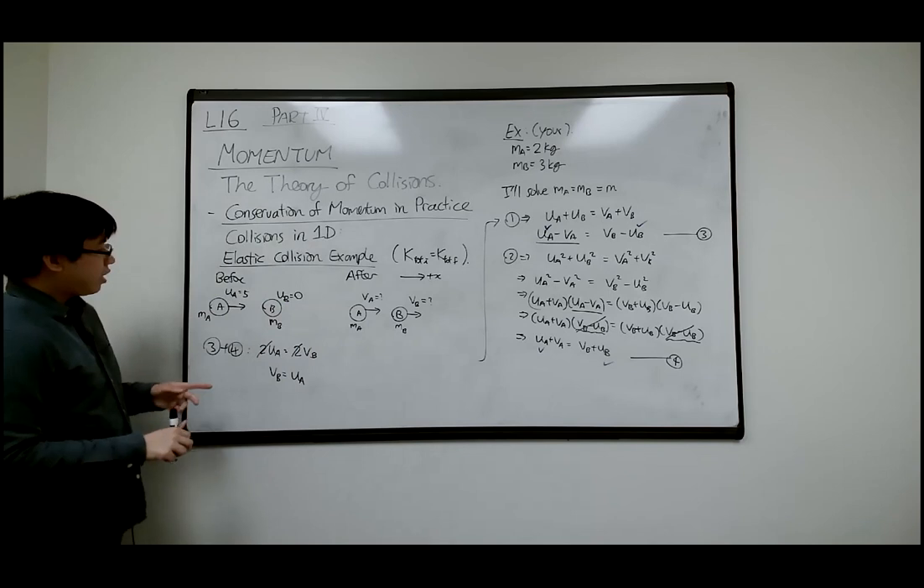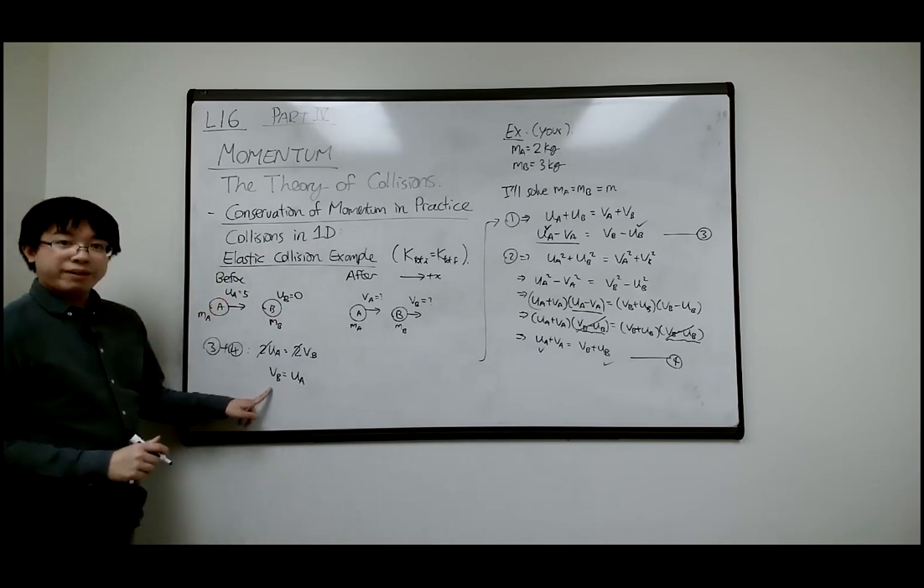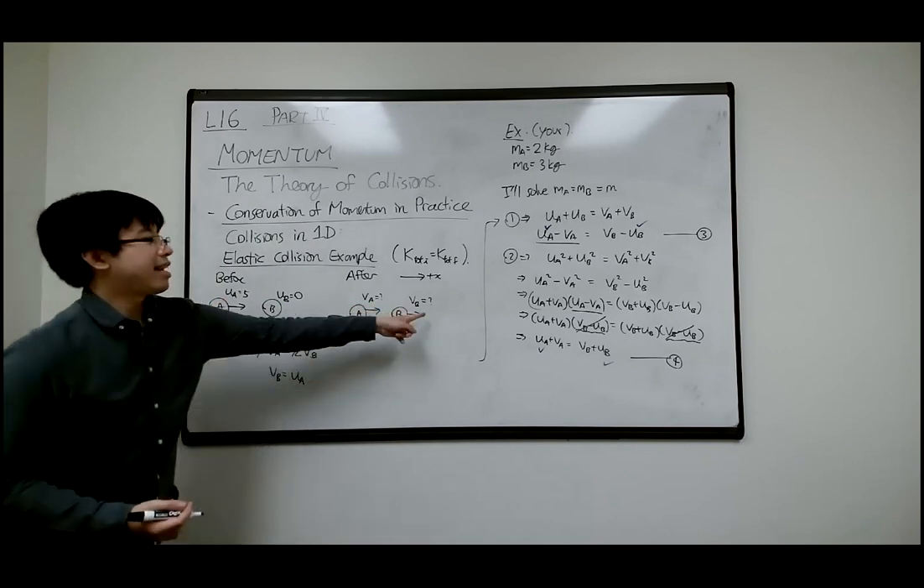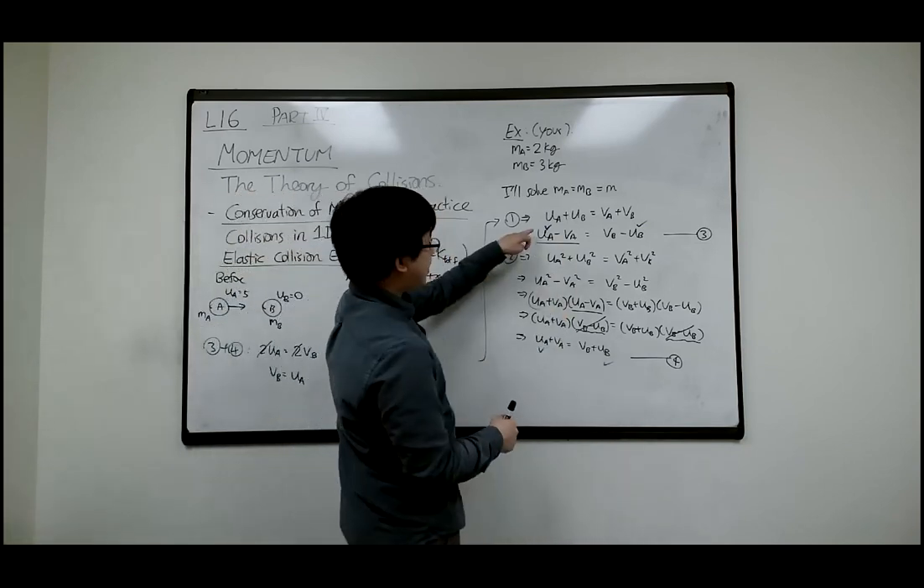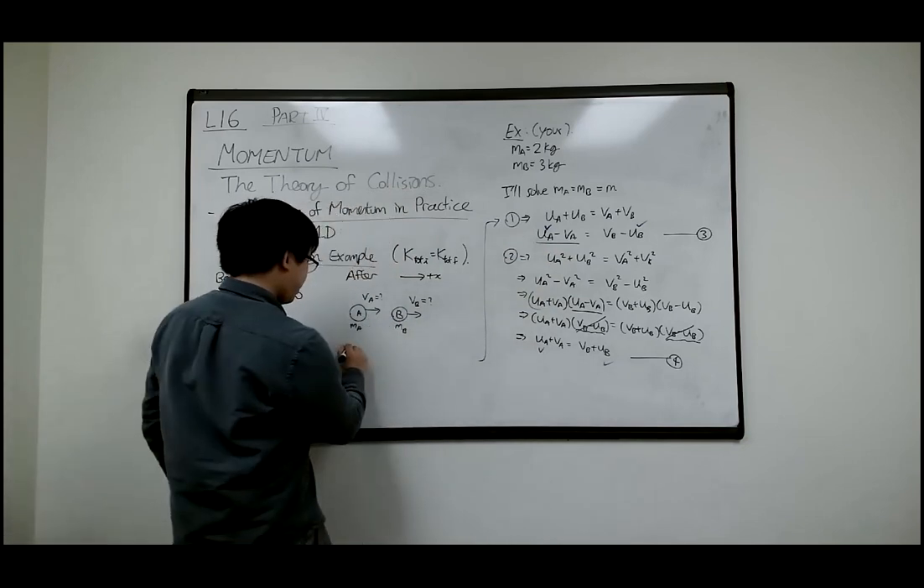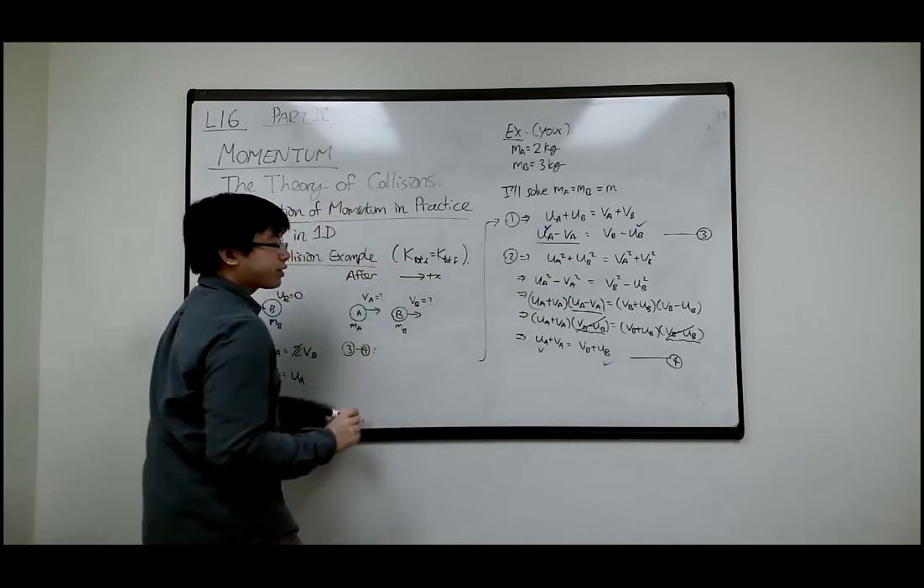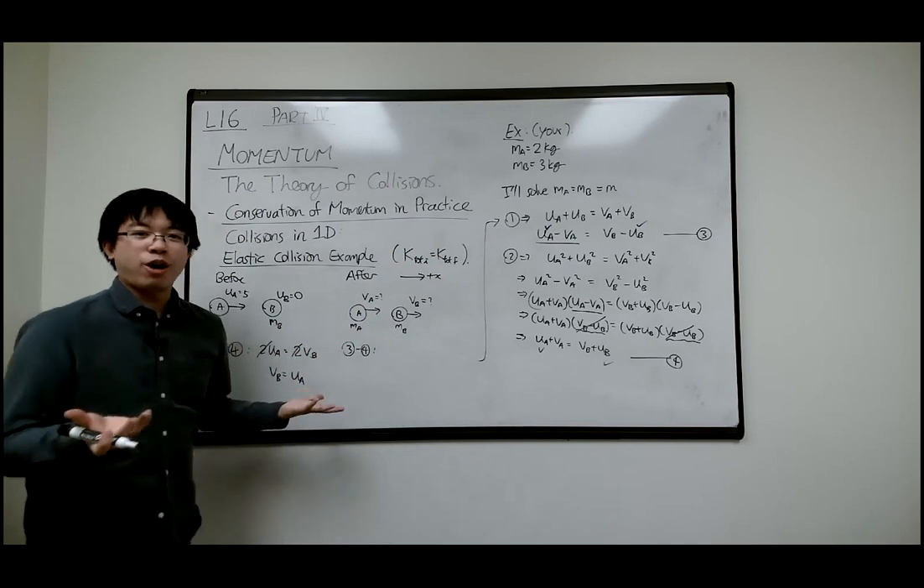Well, I know UA is 5. So now I know VB is 5. Okay, I've solved one. Now I need to solve VA. So what we can do is take this and subtract this. So 3 subtract 4. 4 subtract 3 would be better, but let's say you don't know.